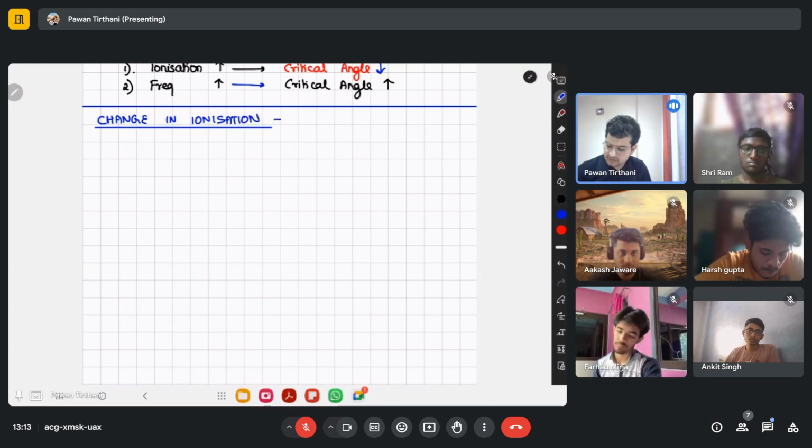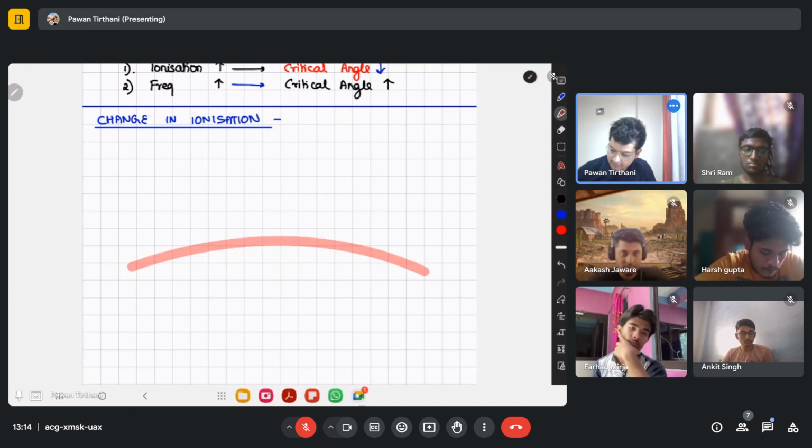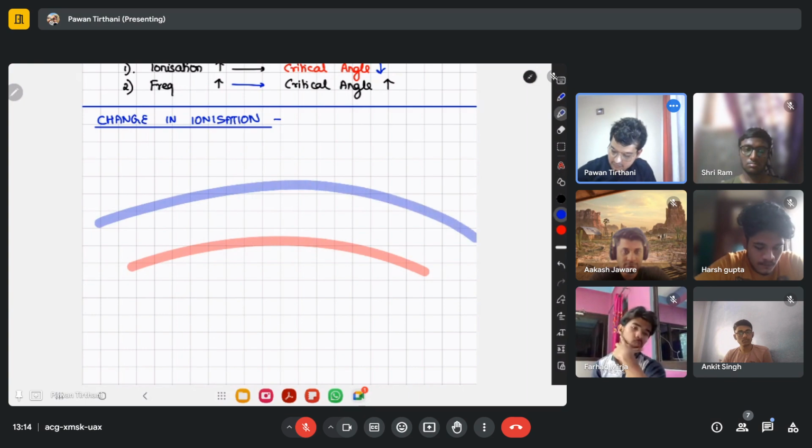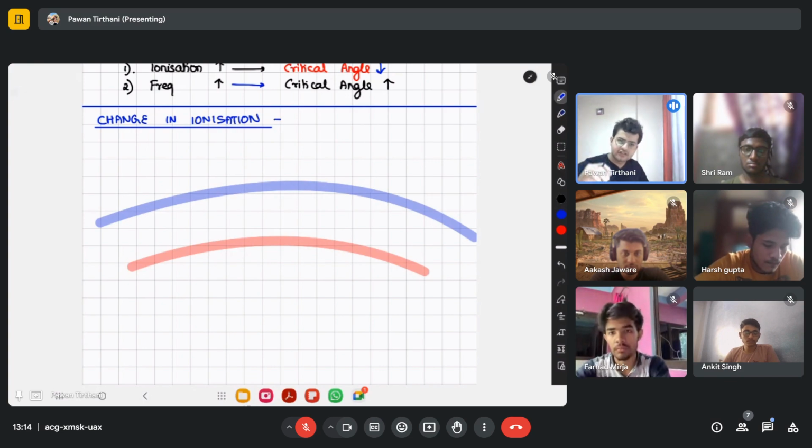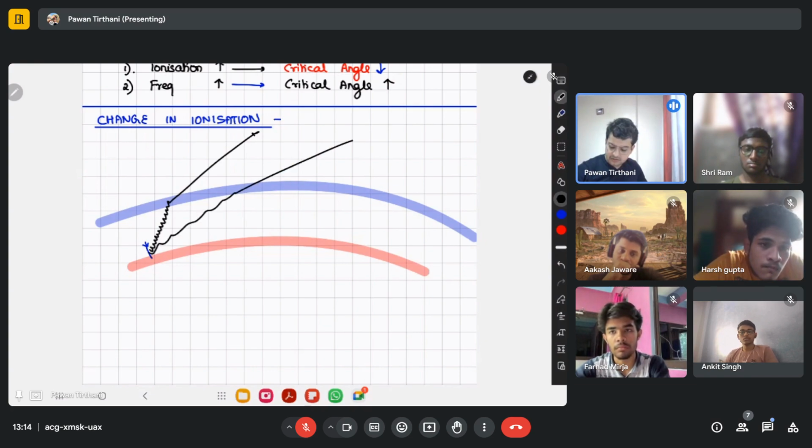If I have a change in ionization, this is Dharti Mata, this is the ionosphere. Now if the ionosphere is strong, the wave will hit a harder slab. If the ionosphere is weak, it will hit a smaller slab. Okay, it's that simple. Weak ionosphere goes out, weak ionosphere goes out.